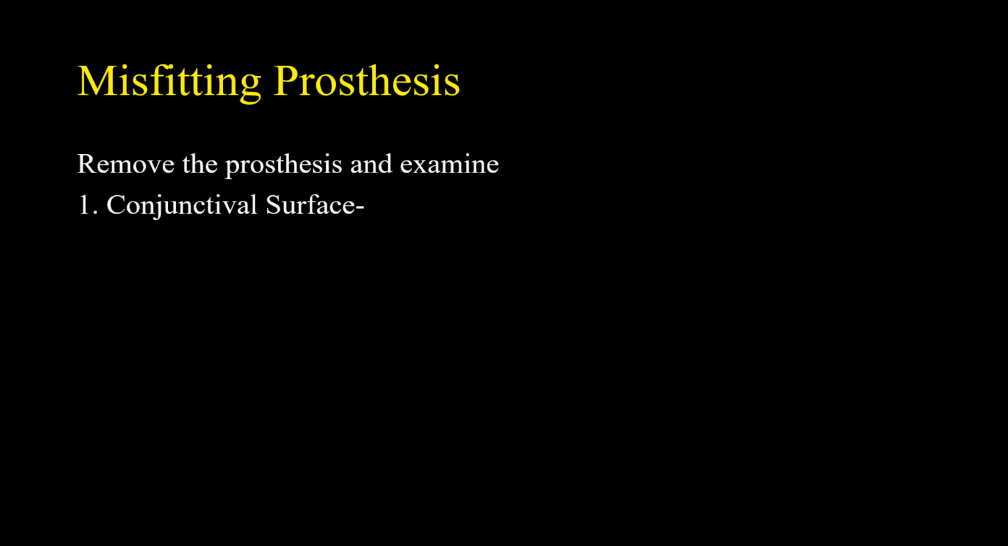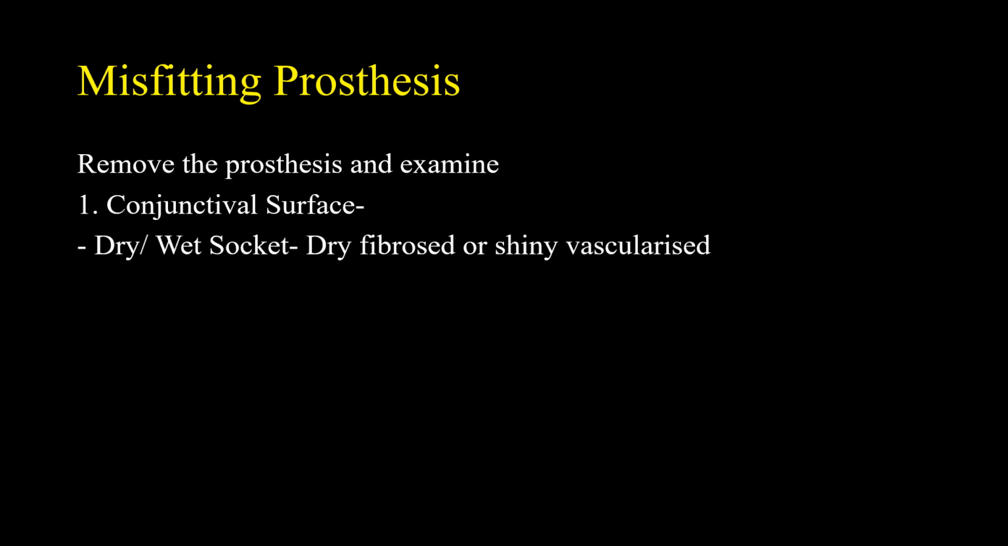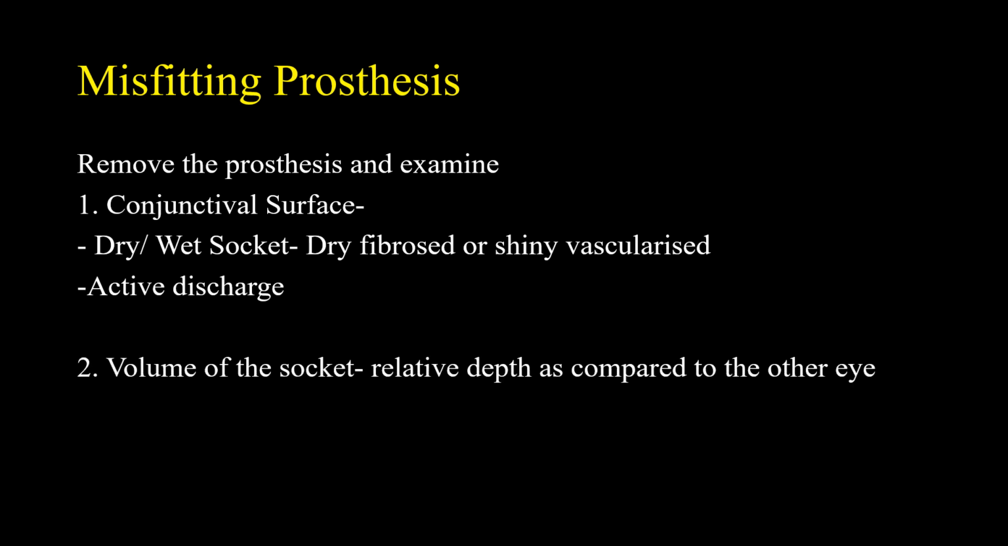So what if you have a patient who is wearing a customized ocular prosthesis? Your examination is incomplete until you have removed the prosthesis and examined the ocular surface. The conjunctival surface gives you a lot of hints about what is going on inside the orbit. If you have a dry socket, you will have a dry, fibrosed look, and the patient might have a discharge. If it is a wet socket, you will have a smooth, shiny, well-vascularized conjunctival surface.